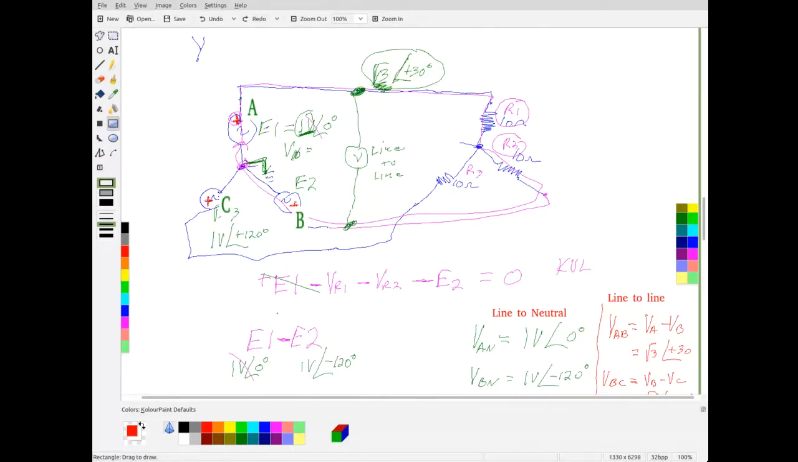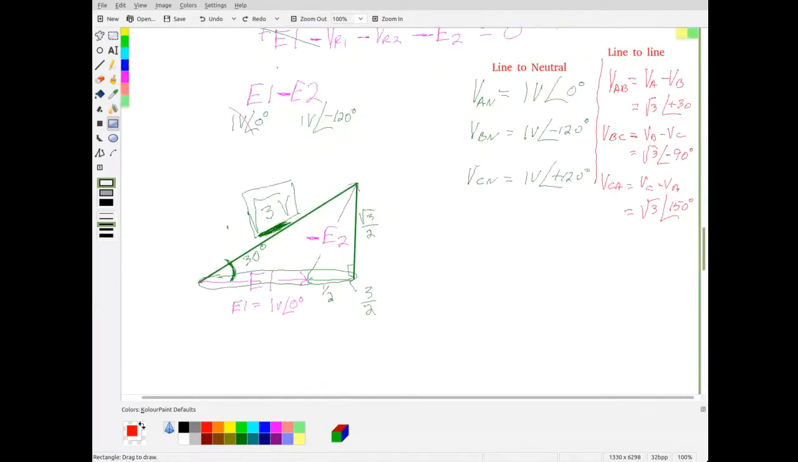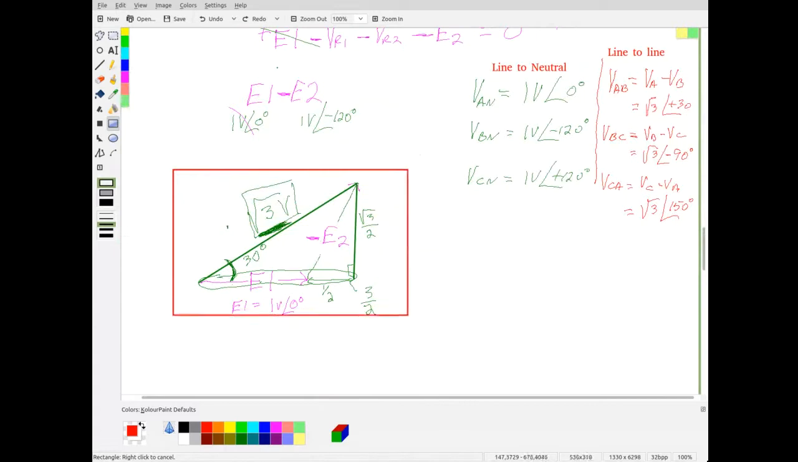All right, so Josh, when you add all the line to line, it becomes 0. Yeah, or you add the line to neutrals. So it really doesn't matter.